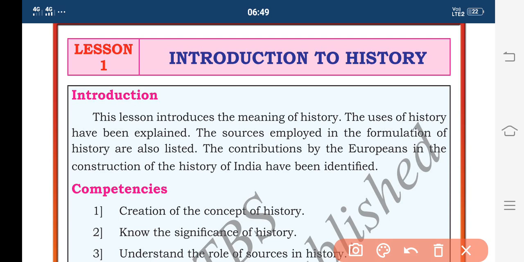This lesson introduces the meaning of history. The issues of history have been explained, and the sources employed in the formulation of history are also listed. The contributions by the Europeans in the construction of the history of India have been identified.